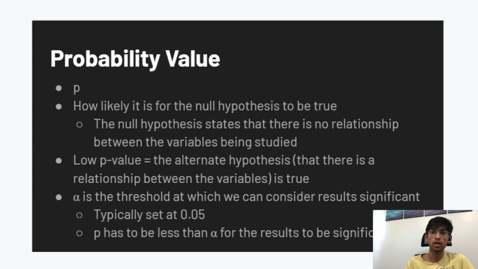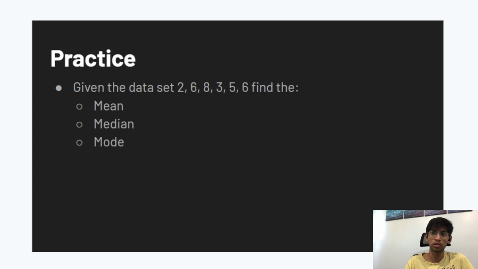The alpha value is represented by the Greek letter alpha, and is the threshold at which we consider results significant or not. It is typically set at 0.05, which is where the previous 0.05 figure comes from. The p-value has to be less than that value for the null hypothesis to be rejected, which makes the results significant.